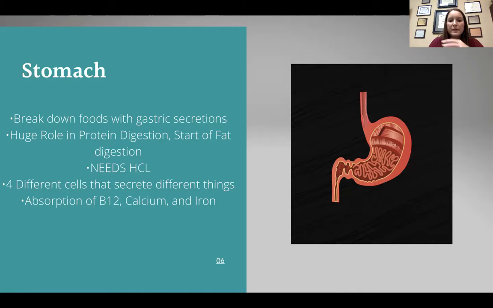Okay, the thing we need to understand about the stomach, and I want to be very, very clear with this, is that the stomach is supposed to be acidic. It really is supposed to be acidic. If the stomach isn't acidic enough, you cannot break down your foods.